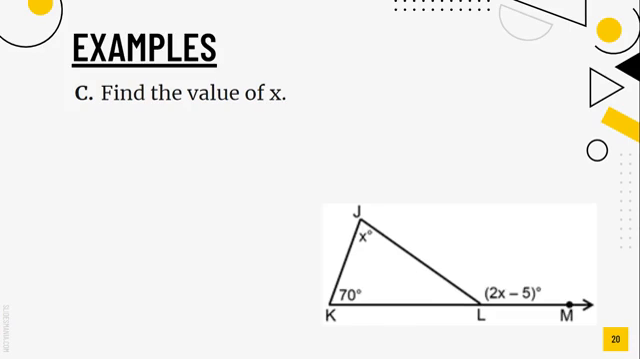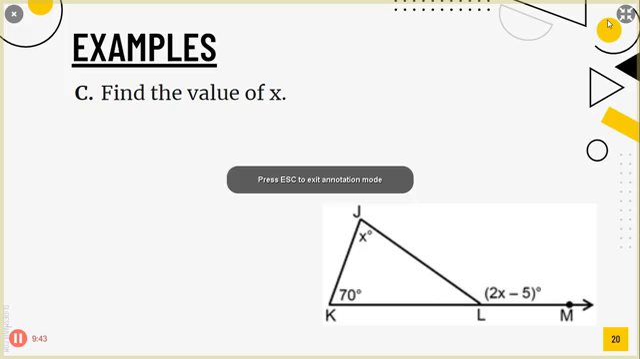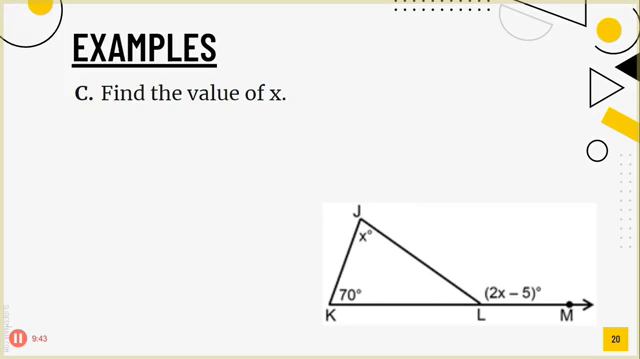Example C says find the value of X. This time I did not give you 3 interior angles. I gave you 2 interiors and 1 exterior. So the exterior angle theorem says that if I take the 2 remote interior angles, so the 2 angles inside my triangle that do not touch the exterior angle, and I add those together, it gives me my exterior angle. So I know that if I add J and K together, it should give me my exterior angle, which we have to call angle JLM.